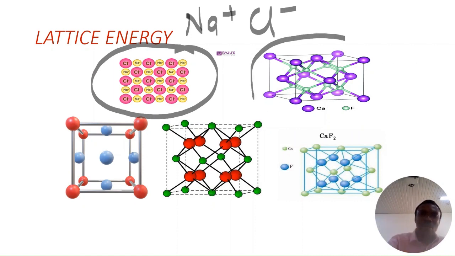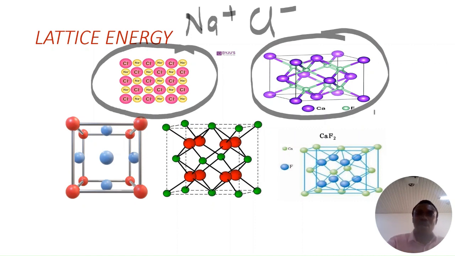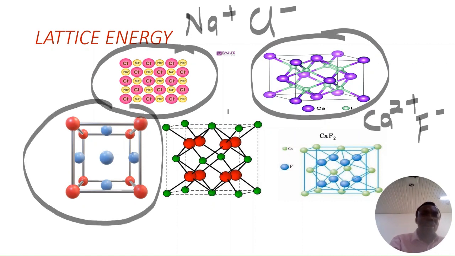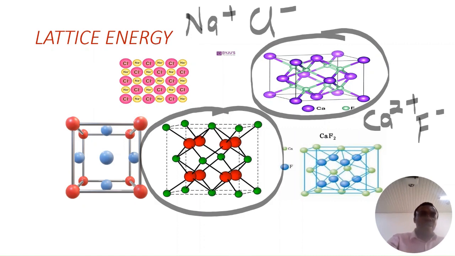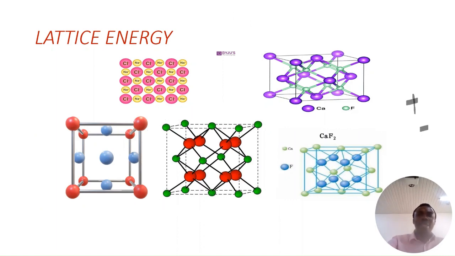This is the ionic lattice of calcium fluoride, which consists of calcium ions and fluoride ions arranged in a regular repeating pattern. So these are various different ionic lattice structures. Now, we'll talk about lattice energy.